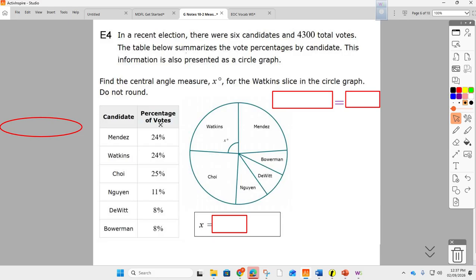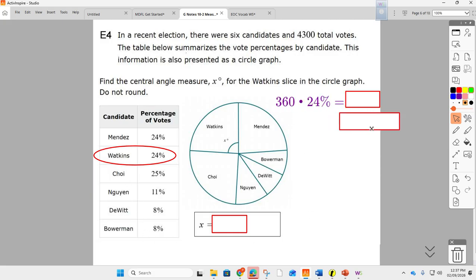Well, that central angle is the number of degrees out of 360, right? If we look here at the chart, Watkins earns 24% of those votes, so we can just take that 360 and multiply by 24%. There's a percent button on your calculator. I forgot where it was until this morning, but it's the second function on the 2 button. So 360 times 24 second 2 equals, you should get 86.4 degrees. Anybody get something different?